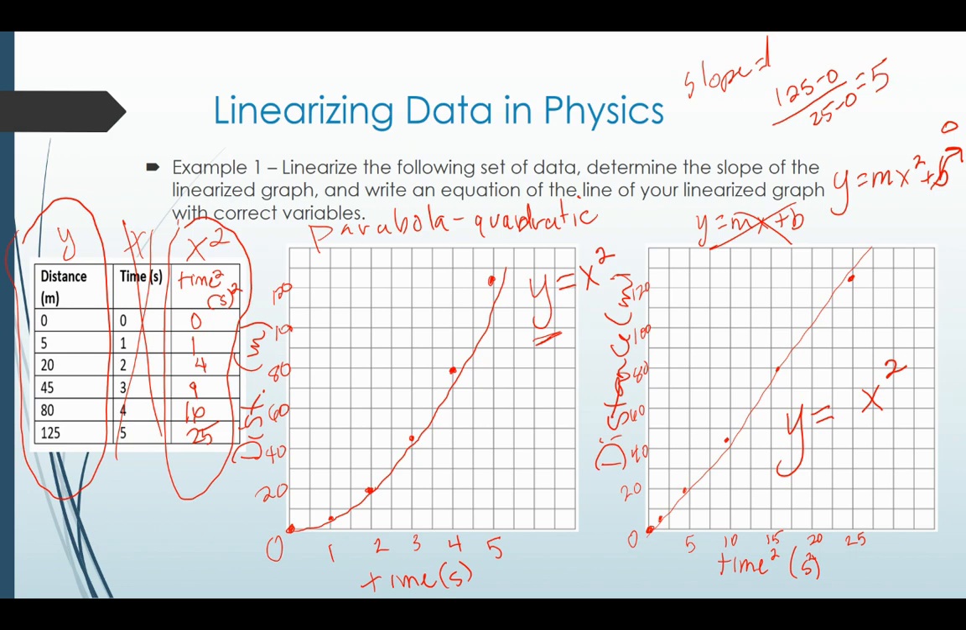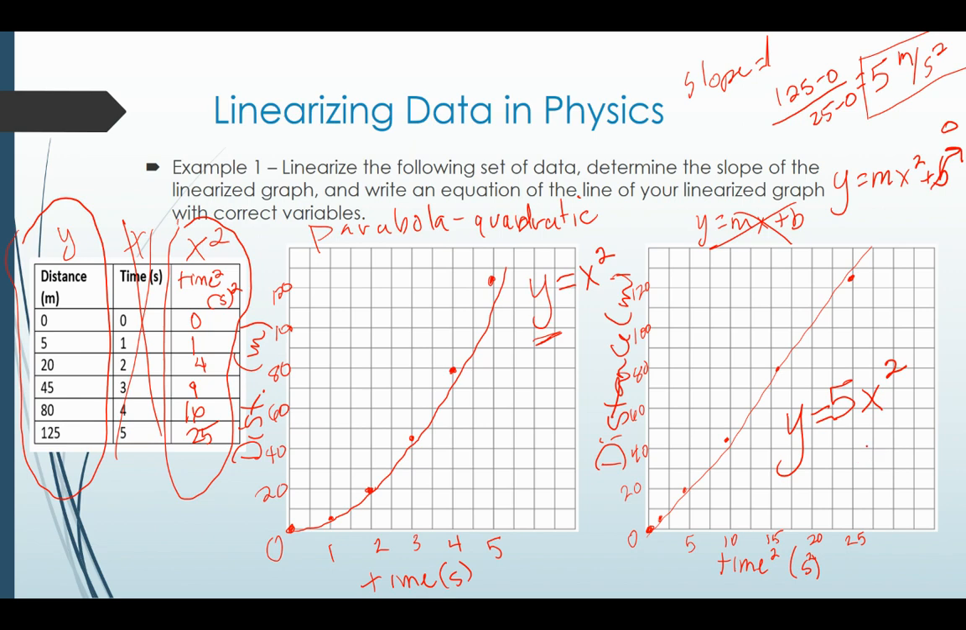Now my units for change in y are meters. The units for change in x are seconds squared. So my slope is actually 5 meters per second squared. It's important that you put those units because if I ask for what's the slope of the line that's linearized, you want to make sure that you have units. So this is the slope that goes in for m.